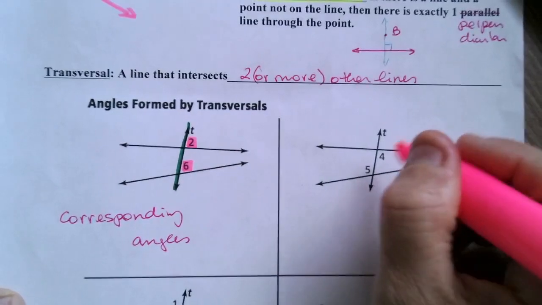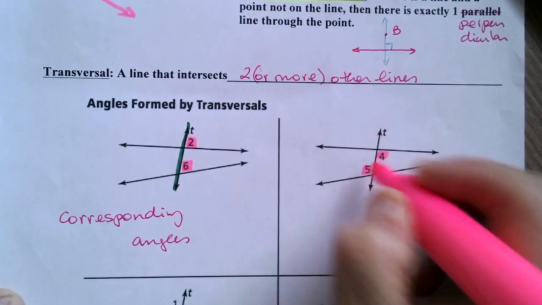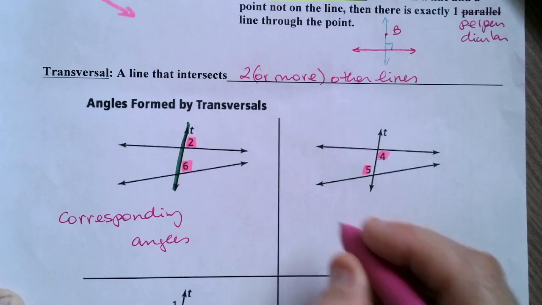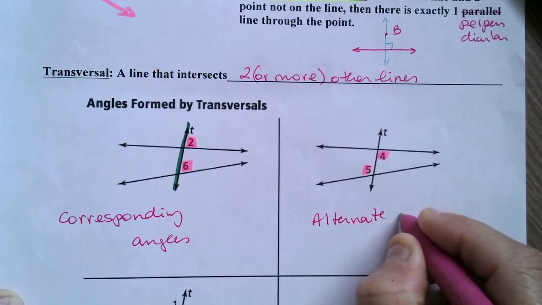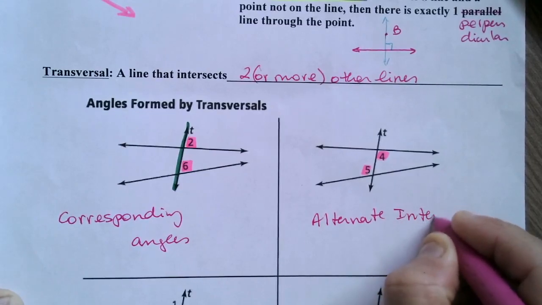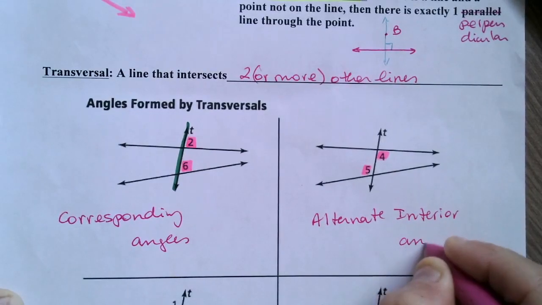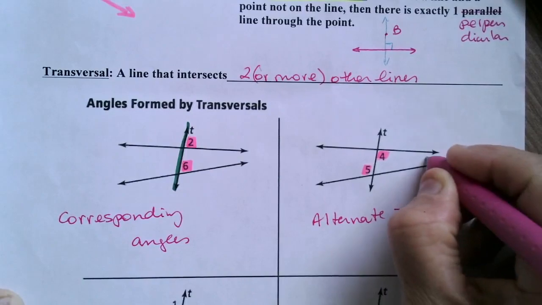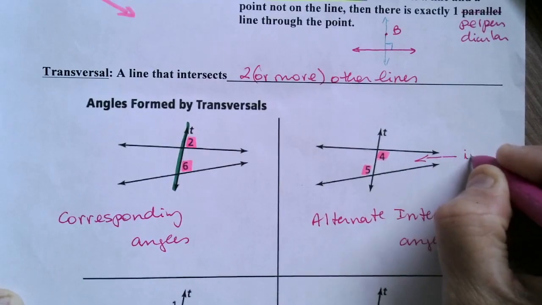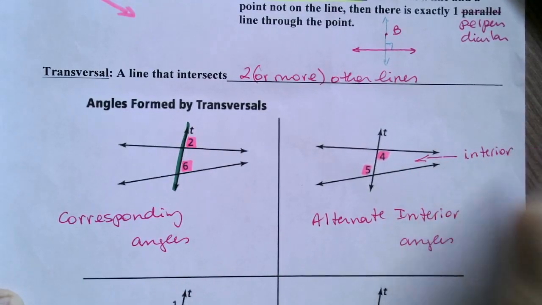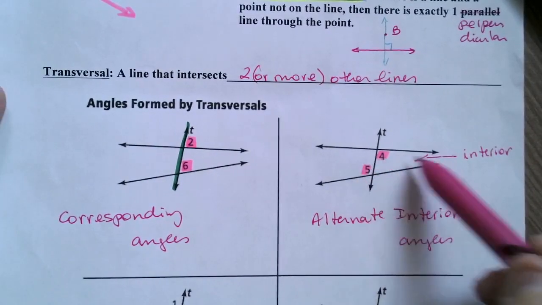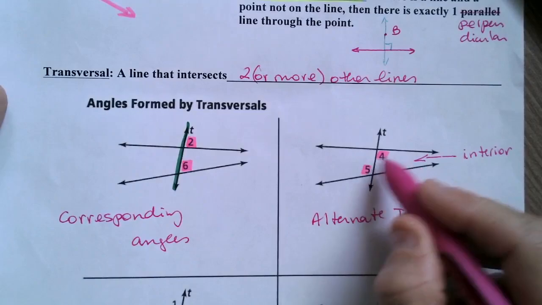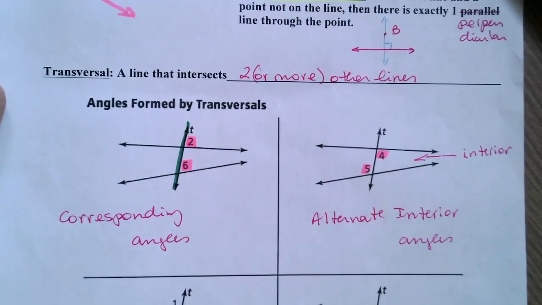Here on this example, I have angle 4 and angle 5. We say that these angles are alternate interior angles. If you think about it, the interior is inside the lines. So notice that both of these are inside of the lines and they're on alternate sides of the transversal.